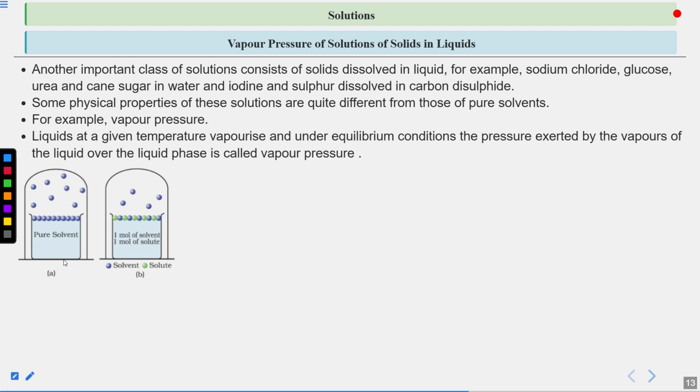So you can see the example of it in diagram A, where we have the pure solvent only. The blue molecules which are far apart are representing the gaseous phase. Now this individual molecule will go and strike the liquid surface to create a pressure, and that is termed as the vapor pressure.